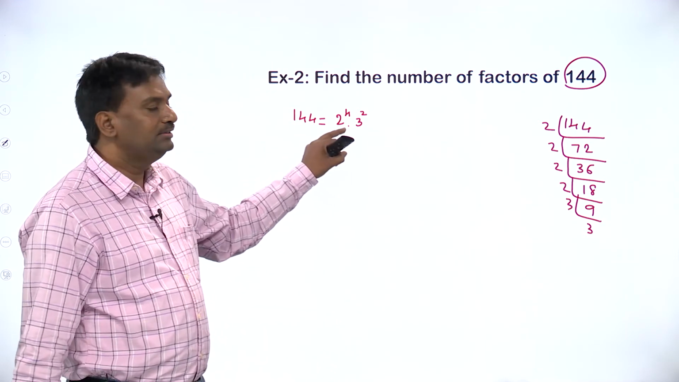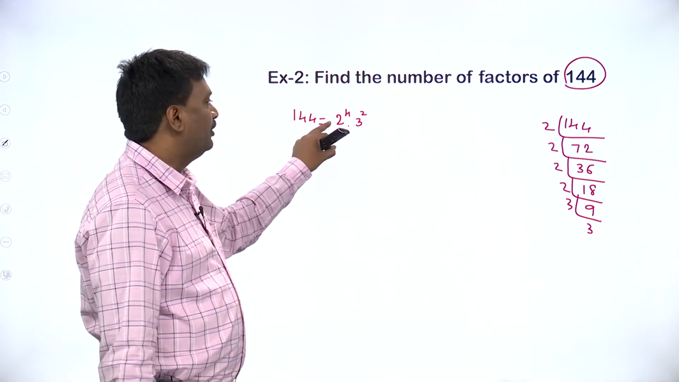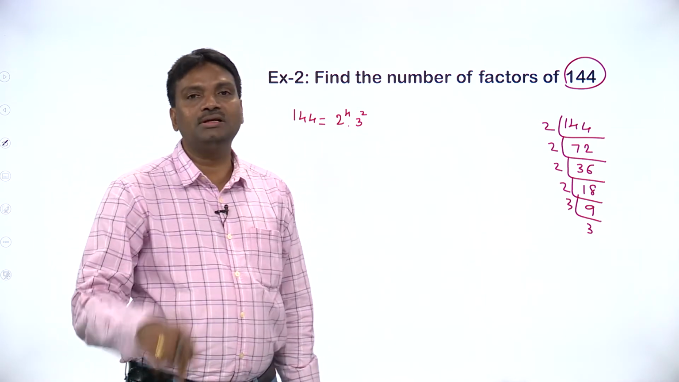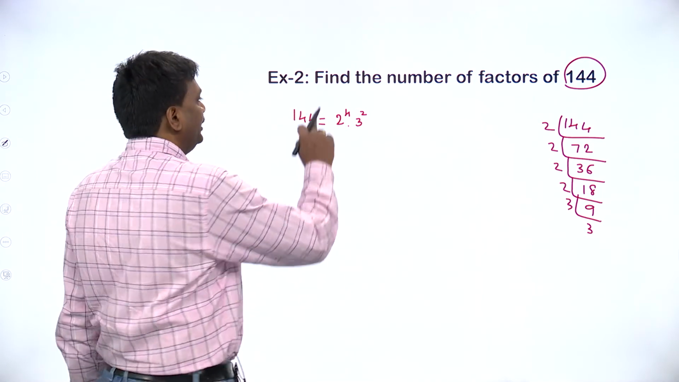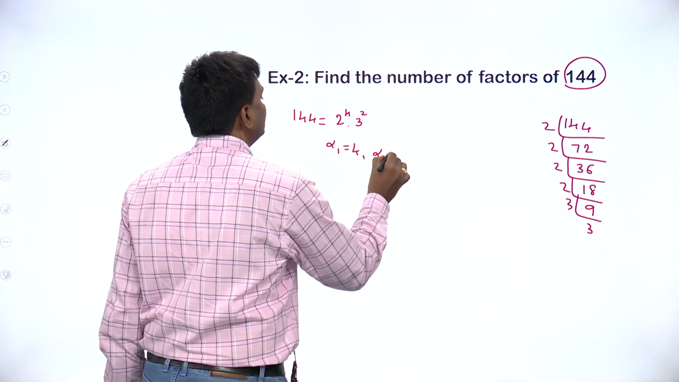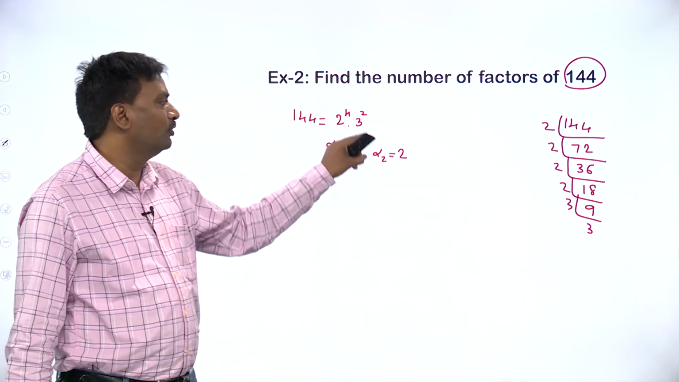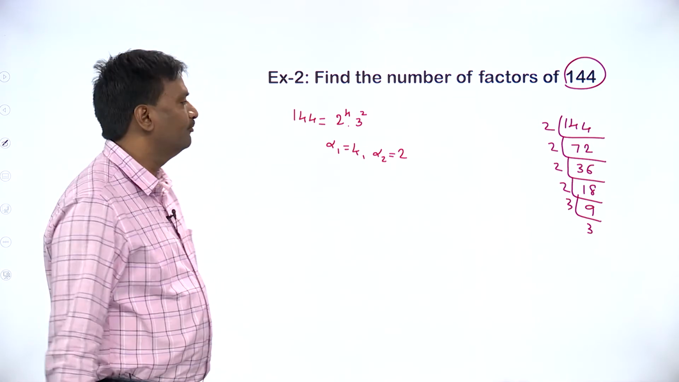Now this is in the form of p1 power alpha 1 into p2 power alpha 2, where p1 equal to 2, p2 equal to 3, they are prime integers. In place of alpha 1 we have 4 and in place of alpha 2 we have 2.